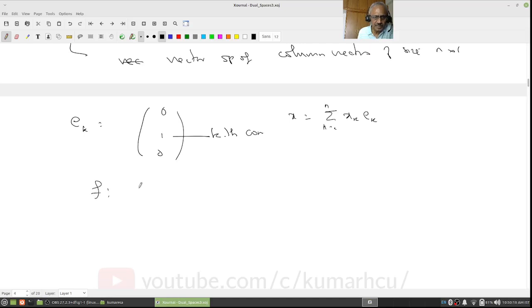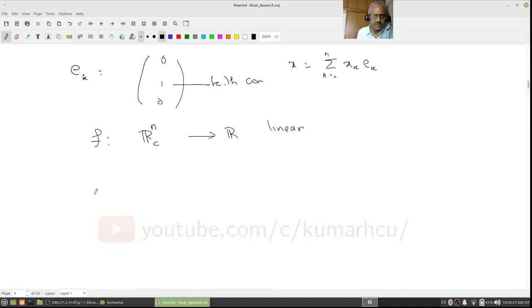Suppose f is a linear map from R^n to R. Let us assume this is linear. Right. Then since it's a linear map, I have the natural basis, the singleton 1, here, and the natural basis e_k, 1 less than or equal to k less than or equal to n, here. Right. So I can write down the matrix of A.